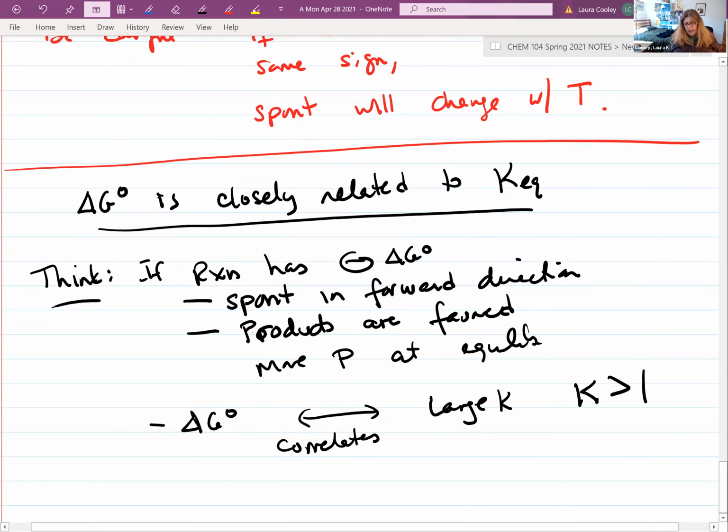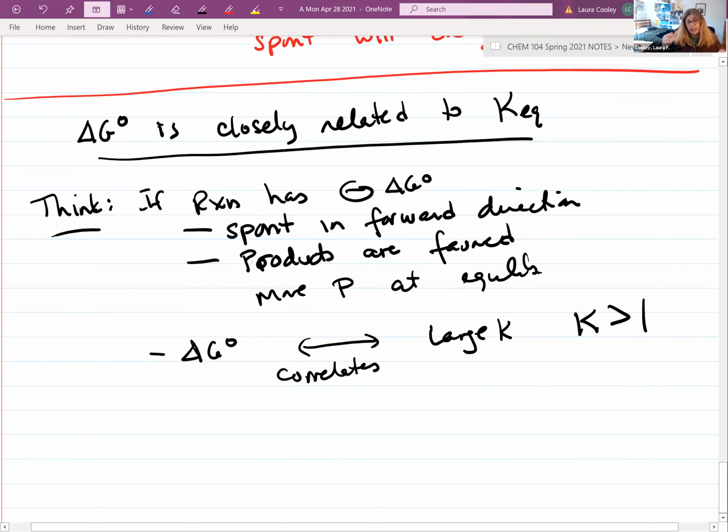And the larger the K, the more negative the delta G0. So there is this correlation between negative delta G values and K's greater than 1. And it makes sense because a negative delta G favors the products because the reaction is spontaneous in the forward direction, and a large value of K favors the products.